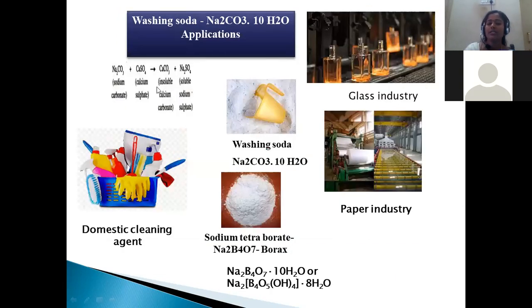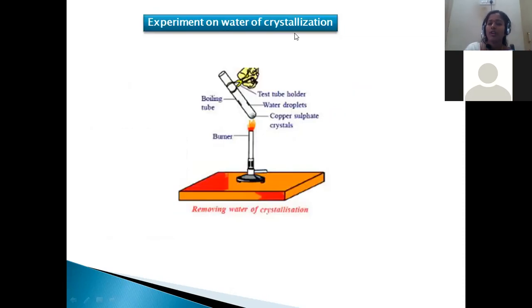So here are the applications. All the various applications given for washing soda, Na2CO3 10H2O, are mentioned on the screen. It is used in the glass industry and the paper industry. Washing soda can be utilized to synthesize borax. It works as a cleansing agent for household, domestic purposes. And sodium carbonate is one of the ingredients used to remove the hardness present in water; it is a water softening agent, right? And some molecules, whenever they crystallize, are associated with water.